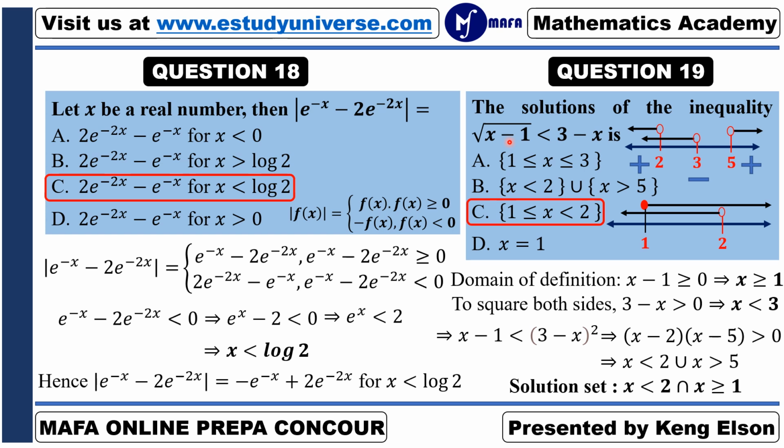Inequalities is one of the most important, complicated topics, where you can easily fail, in the concours of public works. Look at option B. Somebody who just squares both sides without even considering the condition or the domain will automatically pick option B, x less than 2 union x greater than 5, and fail. So you have to be very vigilant.